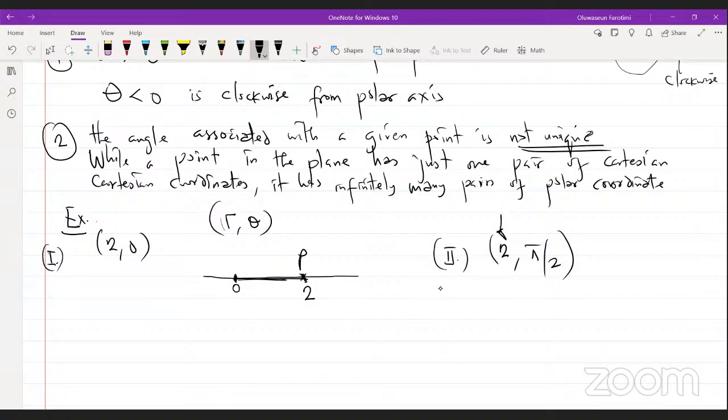Again, remember that this first guy is my r, and this guy is my angle theta. R is 2, but you need to take note of the angle. This one is 0, this one is pi over 2. So we're going pi over 2, and it's just this point. This is just my point P.